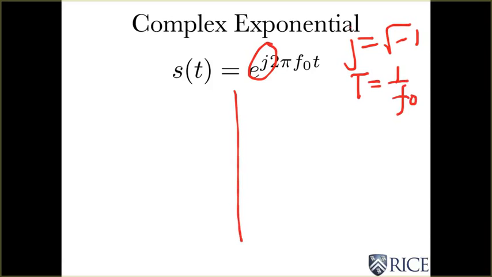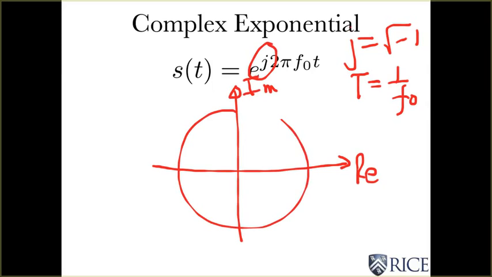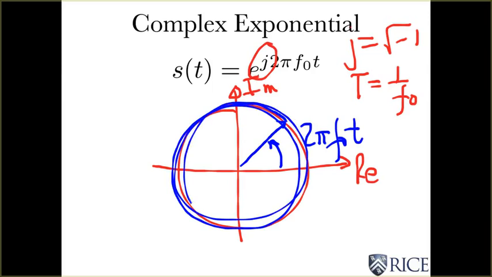Now you can plot this in the complex plane. So this is the real part. This is the imaginary part. And it turns out that it goes around in a circle. The angle at any one time is 2 pi f naught t, whatever time is. So as time increases, this angle increases, and this complex exponential looks like an arrow that goes around and around and around the unit circle, and the time it takes it to go around once is the period.